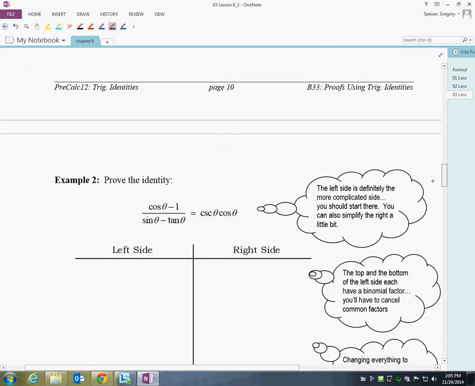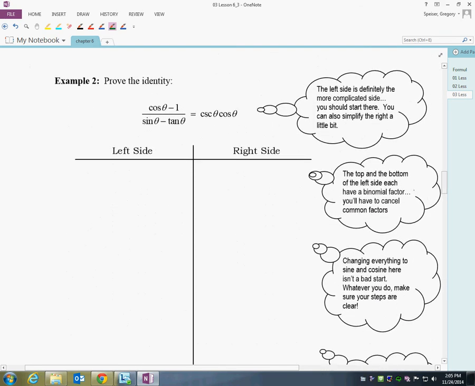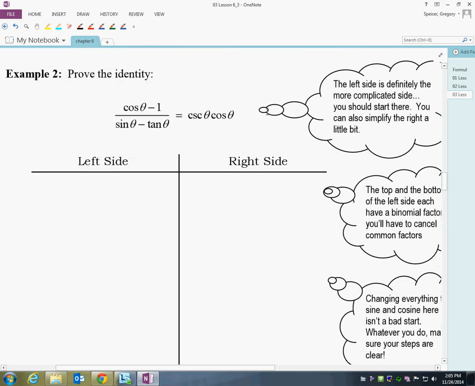All right, let's take a look at the second one. Number 2, prove this identity. You'll notice in the bubble it says the left side is definitely the more complicated side. Here, I think I'll just zoom in once more. It says the left-hand side is definitely the more complicated side. You should start there. You can also simplify the right a little bit.